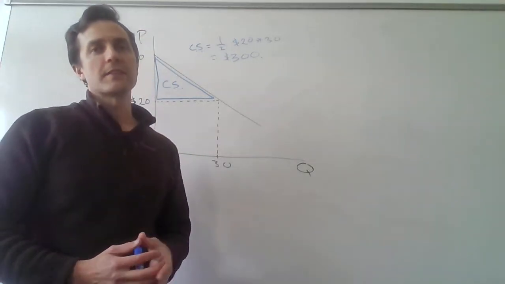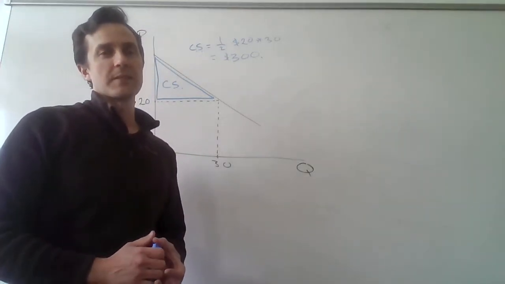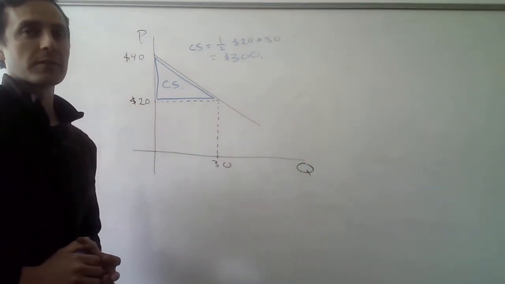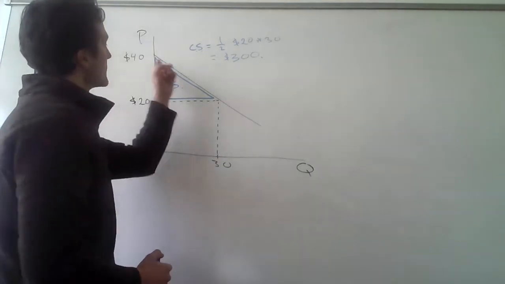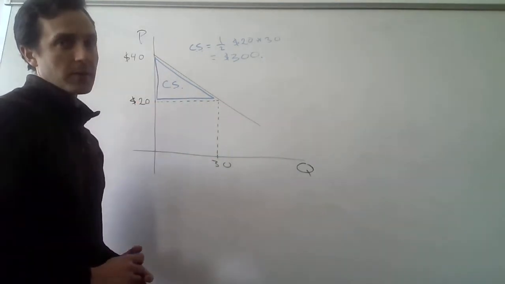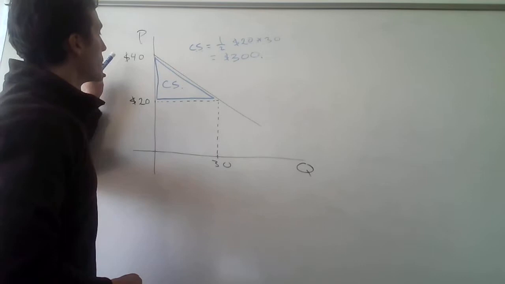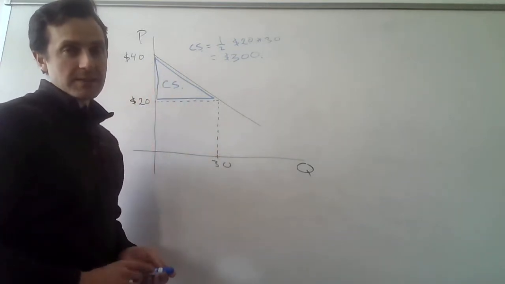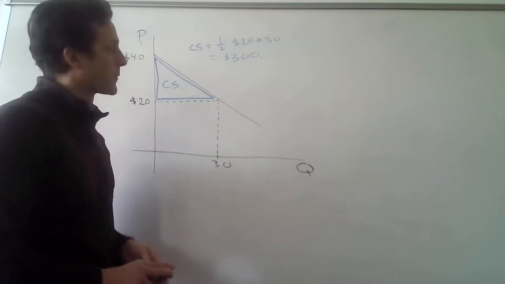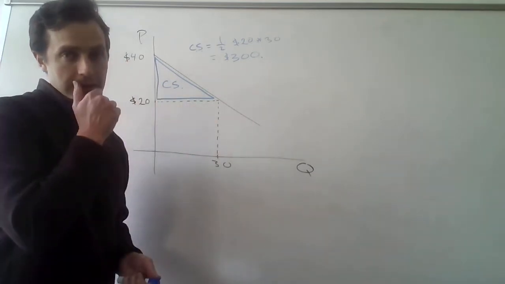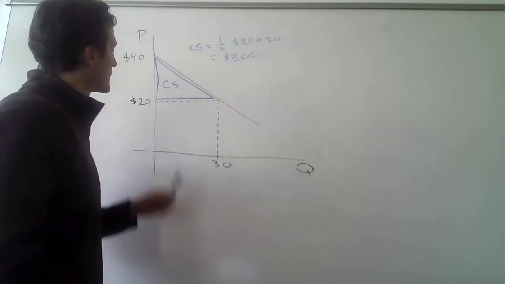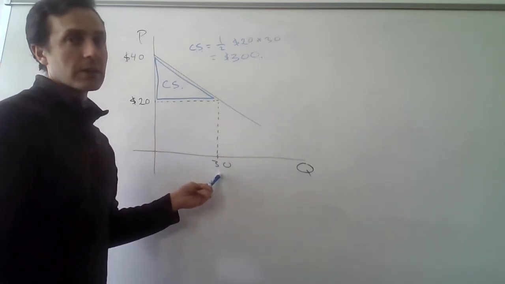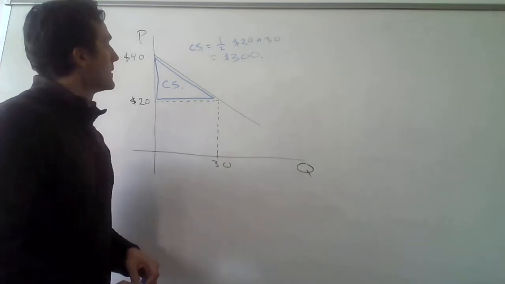All right, let's calculate consumer surplus in the market depicted right here when the price is $20. Okay, so all we have is a demand curve, and you can see that the intercept of the demand curve on the price axis is at $40, and then it goes down. And we're assuming again that the price is $20. Okay, so that means we have everything we need to calculate consumer surplus. We can see that when the price is $20, the quantity demanded will be 30 units of the good, right?